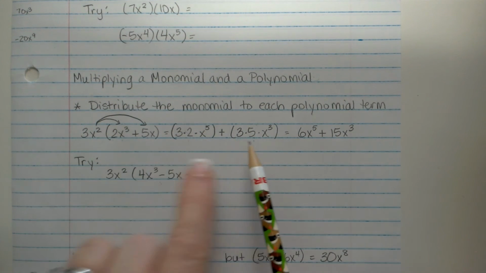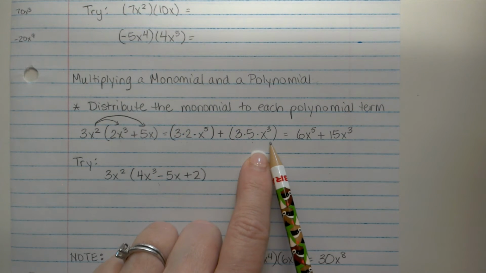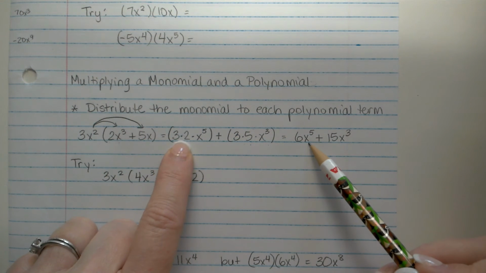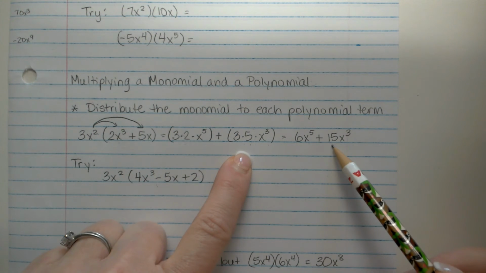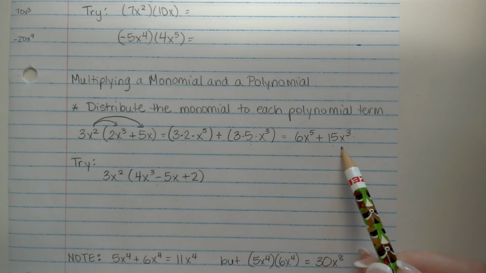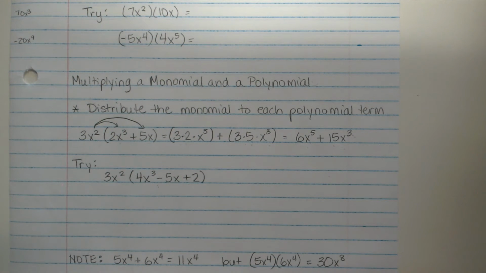We took our coefficients and we worked with those. We took our variables and worked with those separately. Then when we're done, we go ahead and combine, like 3 times 2 is 6, and x to the 5th. 3 times 5 is 15, x cubed. Now, since the x to the 5th has a different exponent than an x cubed, I can't combine these anymore. That's as far as I can go.